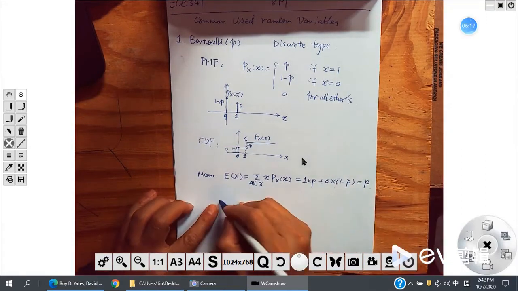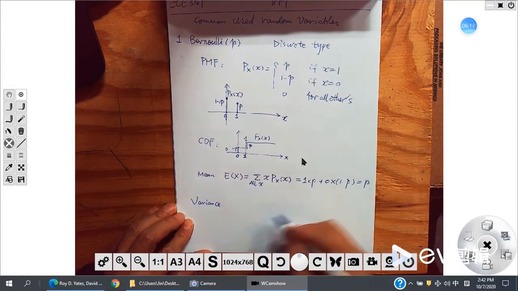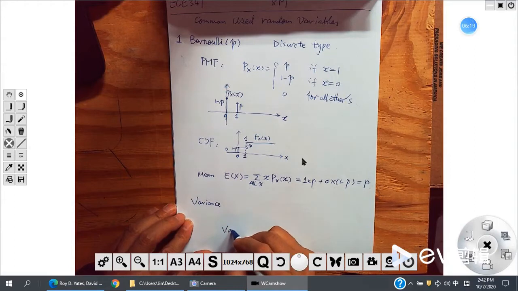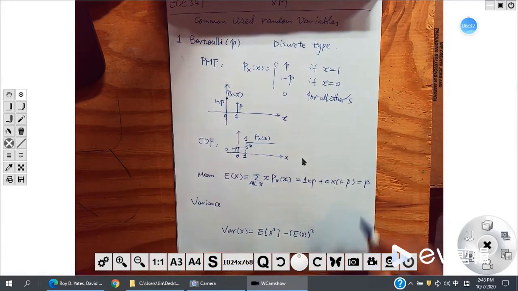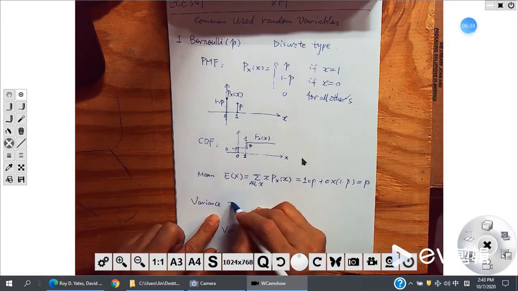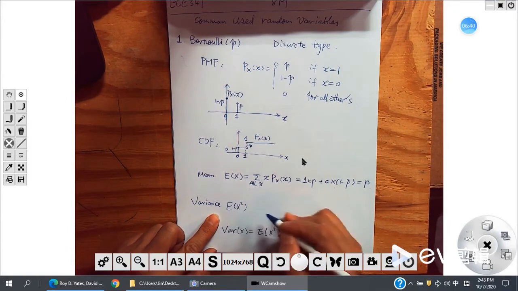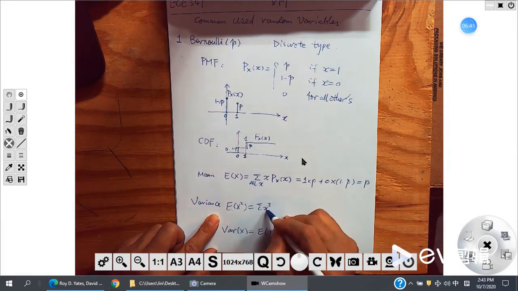And the variance we need to calculate like this: variance of x equals expectation value of x squared minus the square of the expectation value. This one we already know is p. And what is E[X squared]? You need to calculate this first. It's a similar formula, you just change this x to be x squared. We want the mean value of x squared.